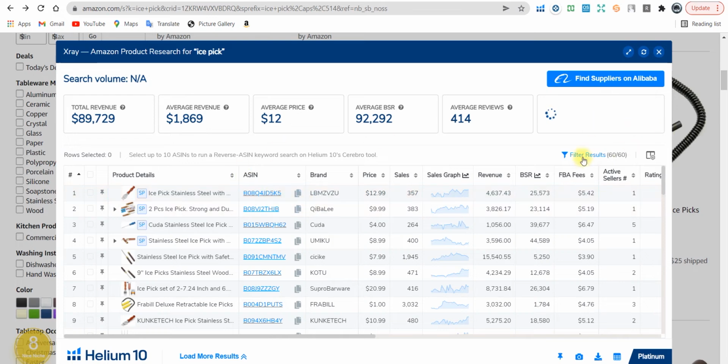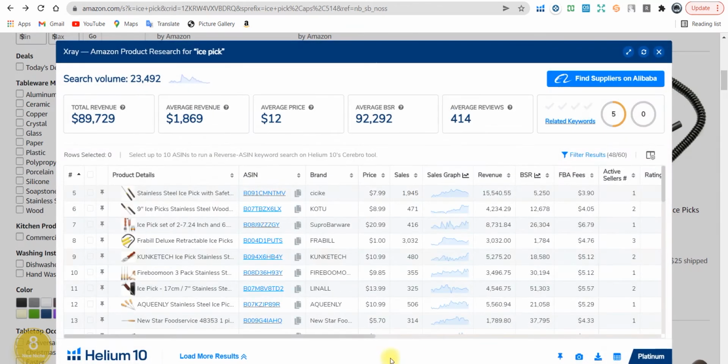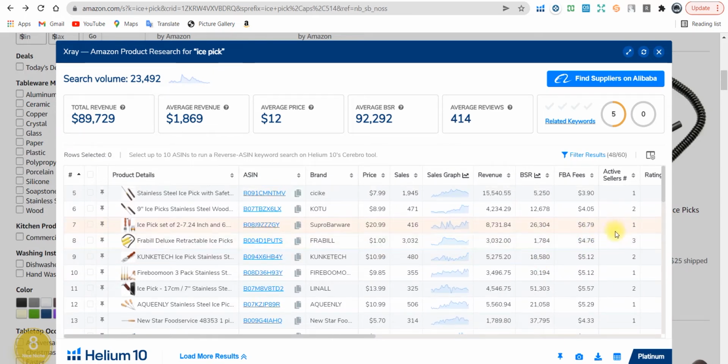First of all, let us filter the results and take out the sponsored. Okay, hide the sponsored products. Now, which of these components will let us know what the buyer choice is? Which of the listings buyers are liking the most? So the component is sales. The sales will let us know the buyer's choice. Whichever listing is selling the most, we can consider it the best one. So let's sort it from high to low.